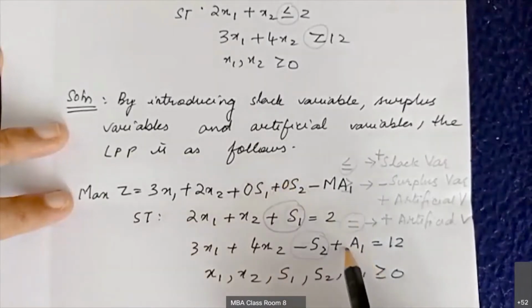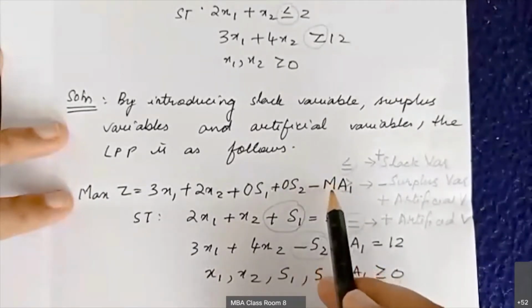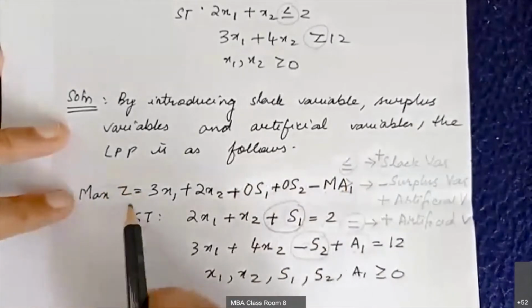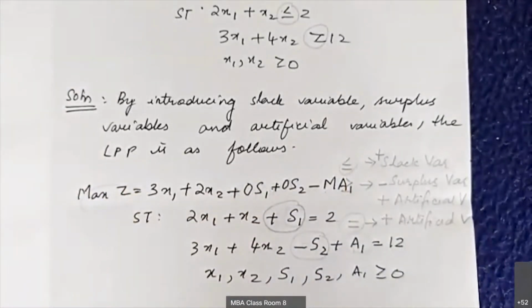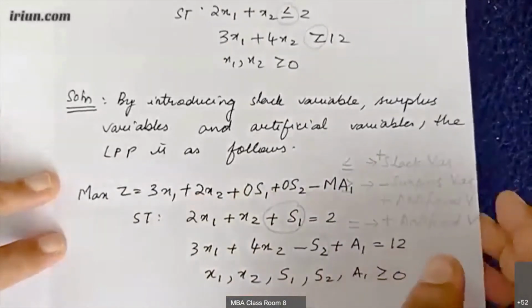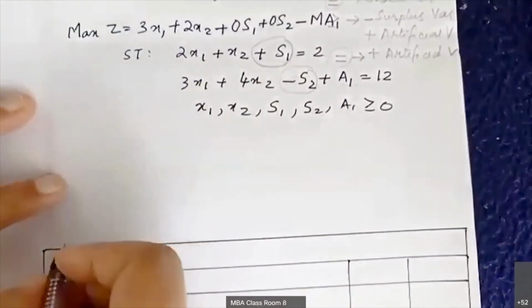Over here you have added A1, but in the objective function you will have minus M as the coefficient of the artificial variable. Hope it is clear. So this is how the objective function will change. Now, after writing so much, what do you do? We will go for the simplex table. So this is the initial simplex table.